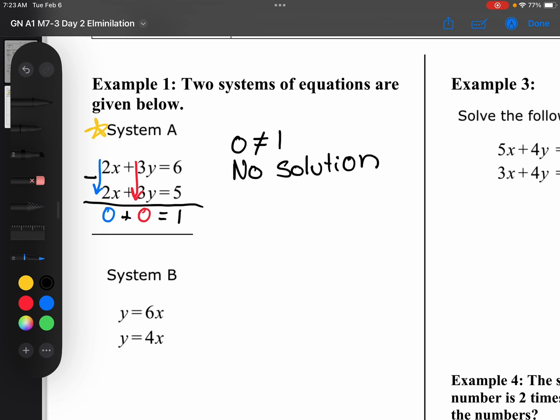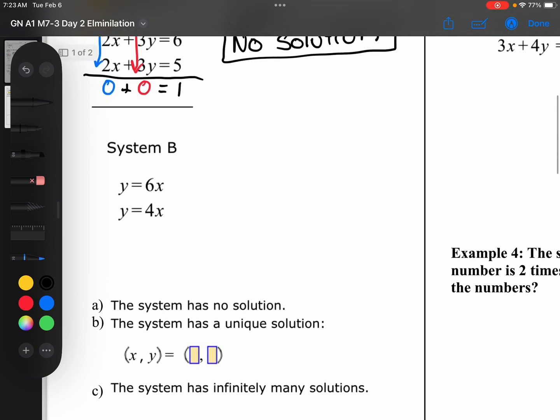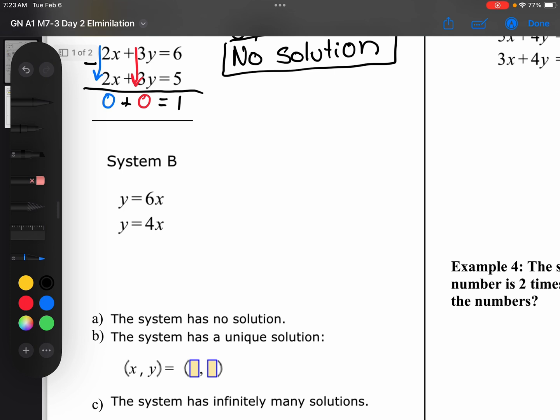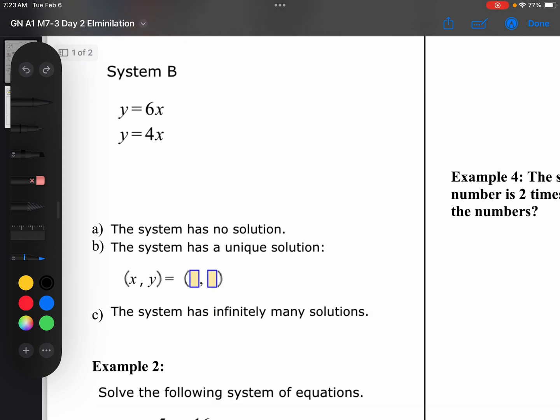Okay. If that was 1 equals 1, it would be all solutions or infinitely many, but that would be a no solution type of problem. Those are actually really easy. So it has no solution, so A would be the answer for that one because these are our answer options.